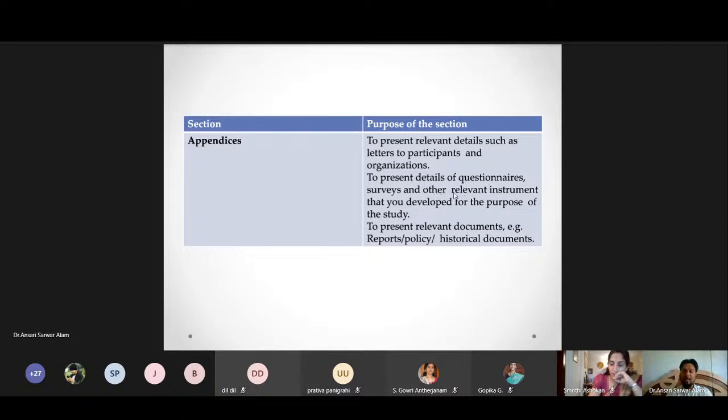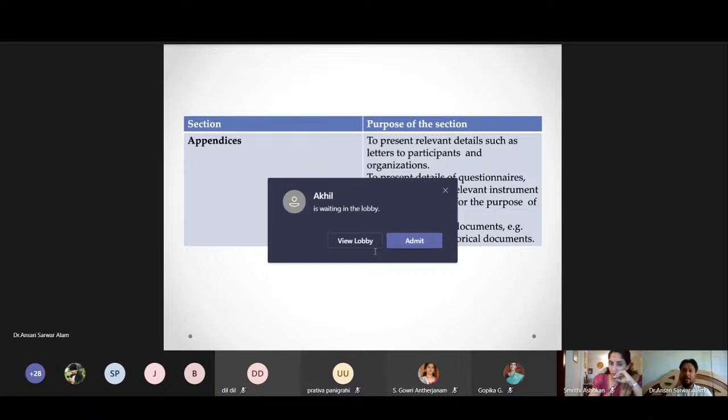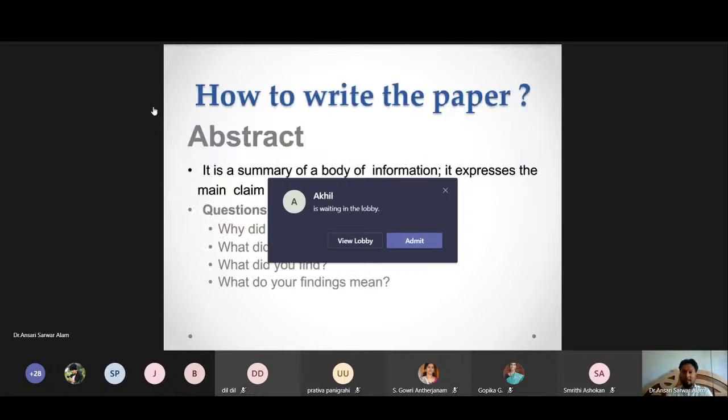Then, to present details of questionnaires, surveys, and other relevant instruments, you are supposed to mention your questionnaire and surveys and the other relevant instruments which you have used, and you will be presenting relevant documents, for example reports, policies, historical documents. Now, how to write the paper.